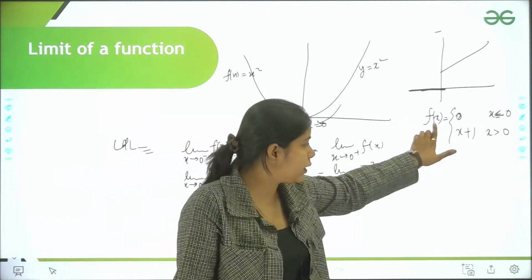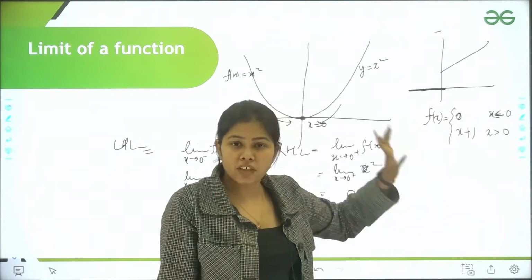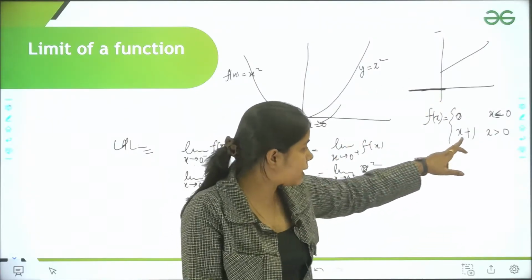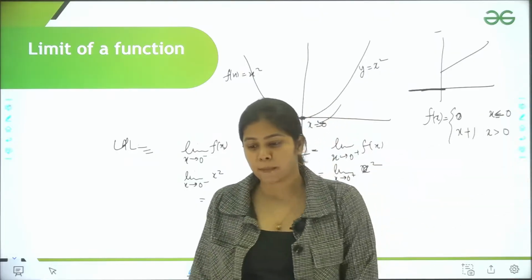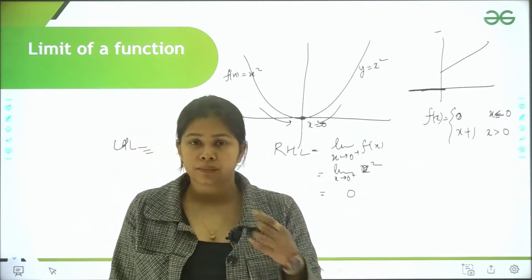So I have a function given, it is given that if x is less than 0, then the function is defined as 0. That means when x is less than 0, the function is 0, and when x is greater than 0, the function is x plus 1. Now can anybody tell me what would be the left hand limit and right hand limit here?